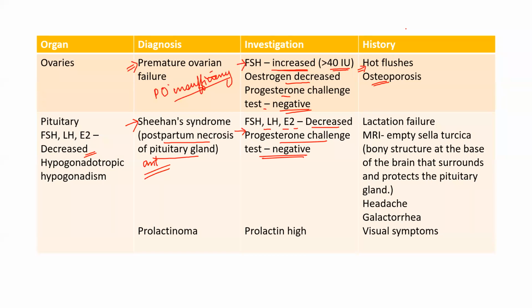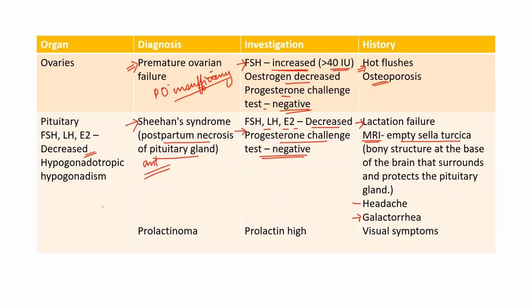Okay, so next one, Sheehan syndrome. What are the features? The features are lactation failure. When we do an MRI, we see an empty sella turcica. Sella turcica is a bony structure at the base of the brain that surrounds and protects the pituitary gland. Apart from that, we'll be having headache.